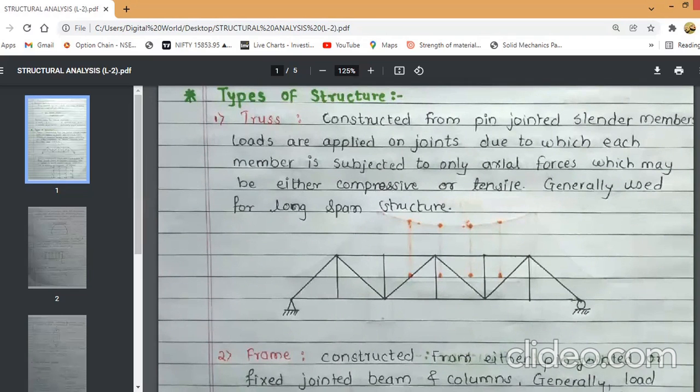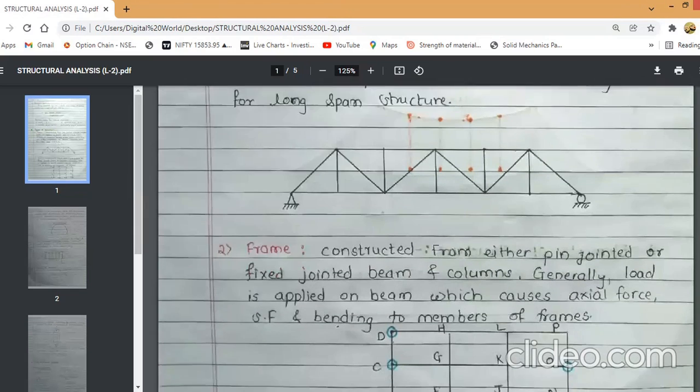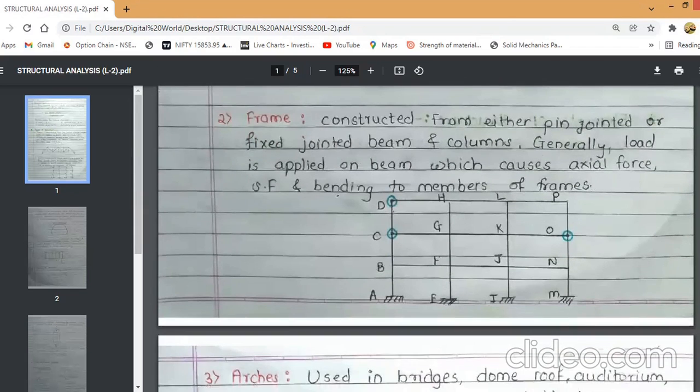The next type of structure is frames. A frame is constructed from either pin-jointed or fixed-jointed beams and columns. Generally, the loads are applied on the beams and this loading causes the axial force, shear force, and bending to the members of the frames.